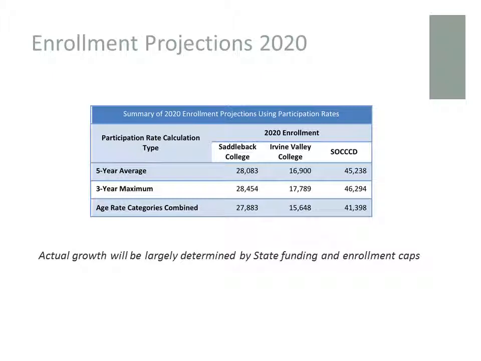What's important to keep in mind, however, whenever you're forecasting enrollments at a California community college, is that enrollments are largely determined by state funding and the enrollment caps that are put on by the Chancellor's office. So the legislature has a bigger impact on enrollments than probably anything else. So important to keep that in mind when looking at this information.